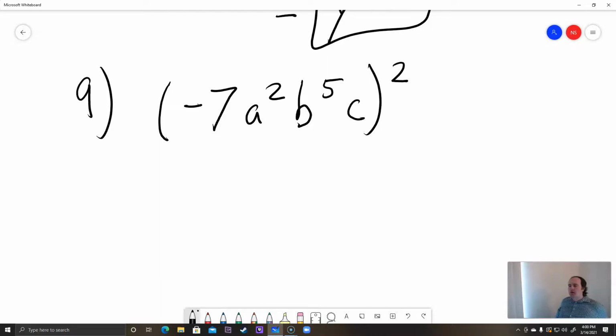Now this is a lot harder problem, but it's actually not that bad. The only thing to keep in mind here is that if you have multiple factors and you have parentheses around them, when you're raising them to a power, you're actually allowed to distribute the exponent. Now, this does not work if you have multiple terms, but as long as you just have multiple factors and you're raising them all to a power, you can distribute that power. So I'm going to distribute this 2 to every single exponent.